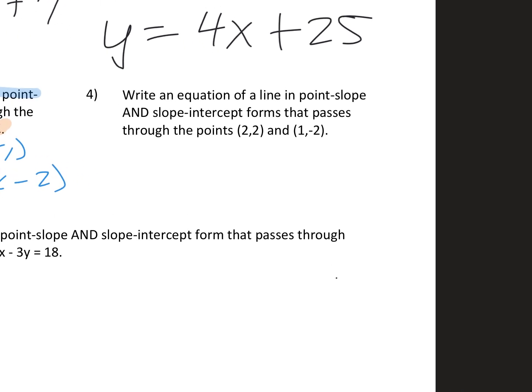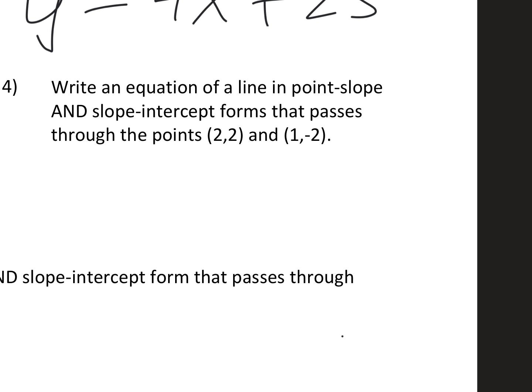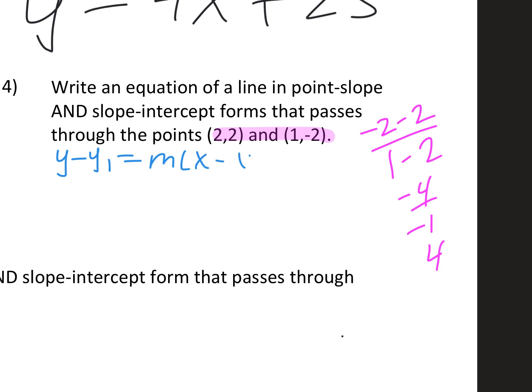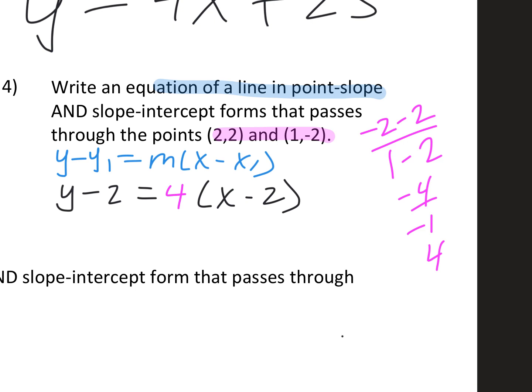Okay, number 4. Now, number 4 asks for both point slope form and slope intercept. Well, they didn't give you a slope, so we're going to have to get that ourselves first by doing y2 minus y1 over x2 minus x1. So that's negative 4 over negative 1, which means the slope is 4. Then I need to put that into y minus y1 equals m times x minus x1, because it asks for point slope form to start. It does not matter which coordinate you choose. The answer will be counted correct whether you use the first coordinate or the second coordinate. If I use the first one, it'll be y minus 2 equals 4 times x minus 2. Or you could have y plus 2 equals 4 times x minus 1. Either one of those is correct.